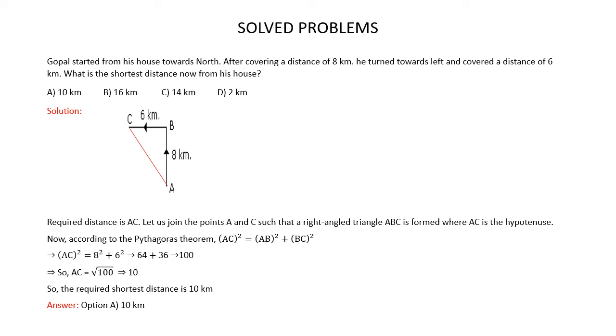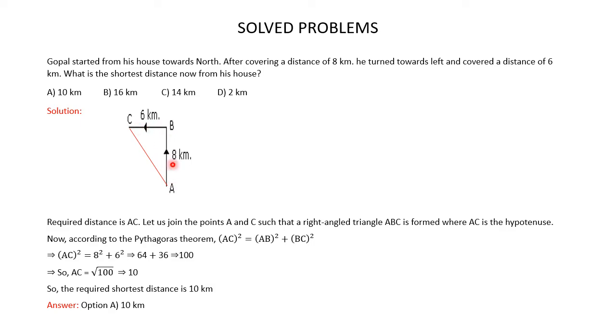Now Gopal is at point C and his house is at point A. The shortest distance from his house is AC. So the required distance is AC. Now let's join points A and C such that a right angle triangle ABC is formed where AC is the hypotenuse. Now according to the Pythagoras theorem, AC squared is equal to AB squared plus BC squared.